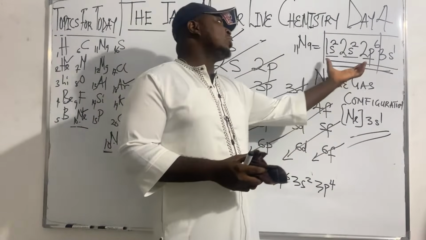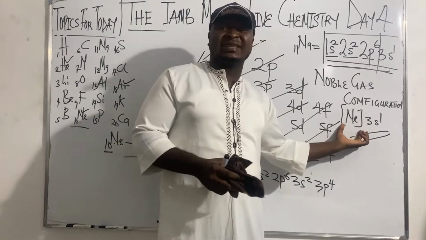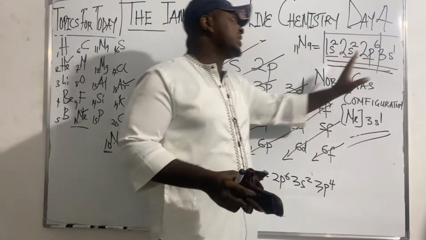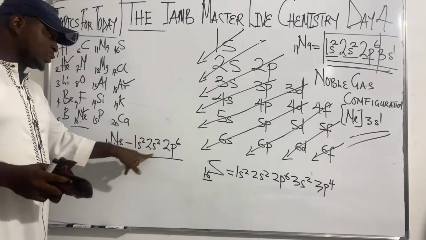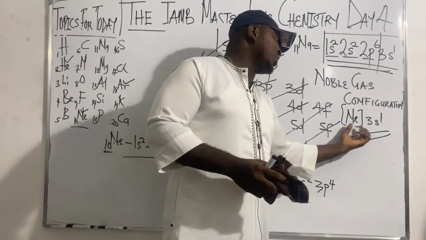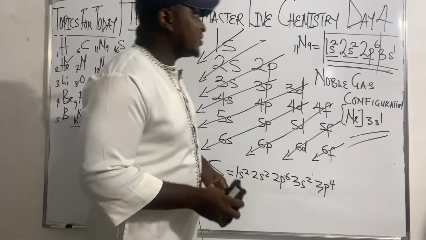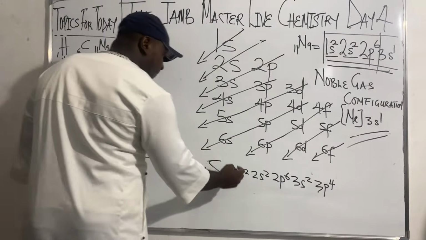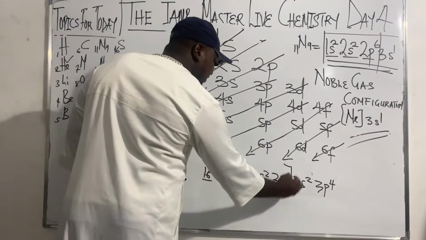It is when you replace most of the configuration with the closest noble gas to the element and write what is left. So this 1s2, 2s2, 2p6 is the same configuration as neon. Replace everything here with neon, and what's left? 3s1. So [Ne] 3s1 is the noble gas configuration for sodium. Class, we can do the same thing for sulfur. Look, 1s2, 2s2, 2p6 is neon.